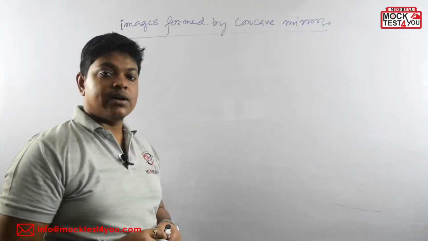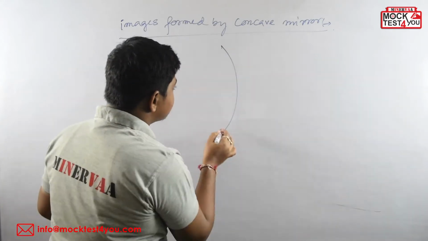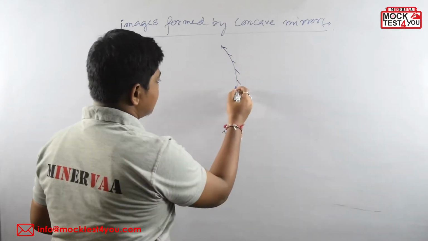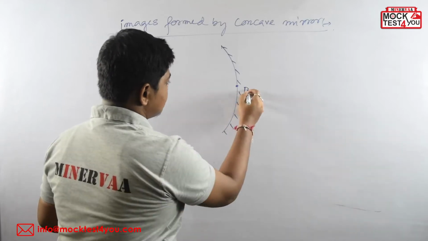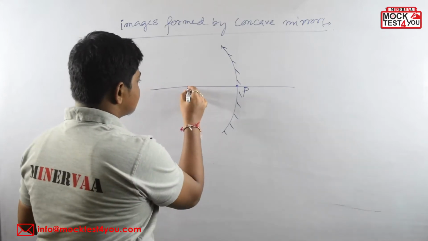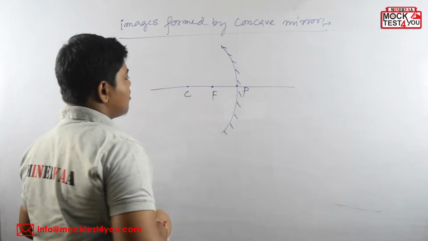In the case of concave mirror, at first we should construct the mirror. So suppose this is your mirror, and in that case the outward portion will be silver coated. This is the middle point of the linear aperture. This is known as the pole, and through that pole I will pass the principal axis. So this is the center of curvature we are assuming, and this is the focus.